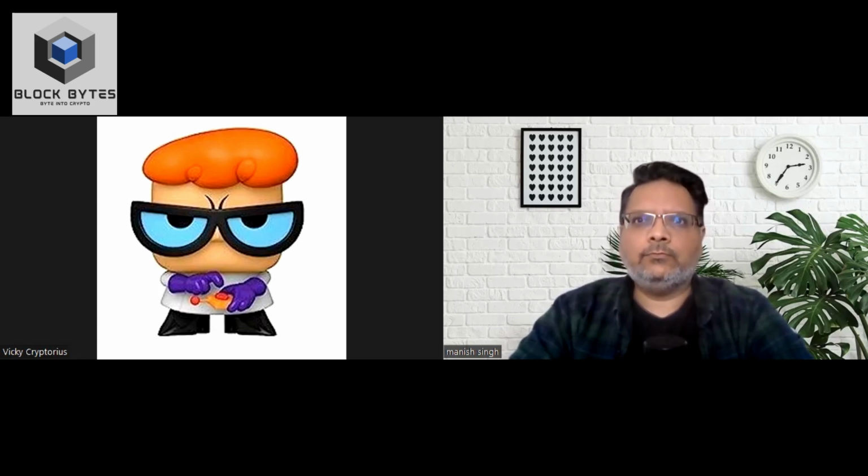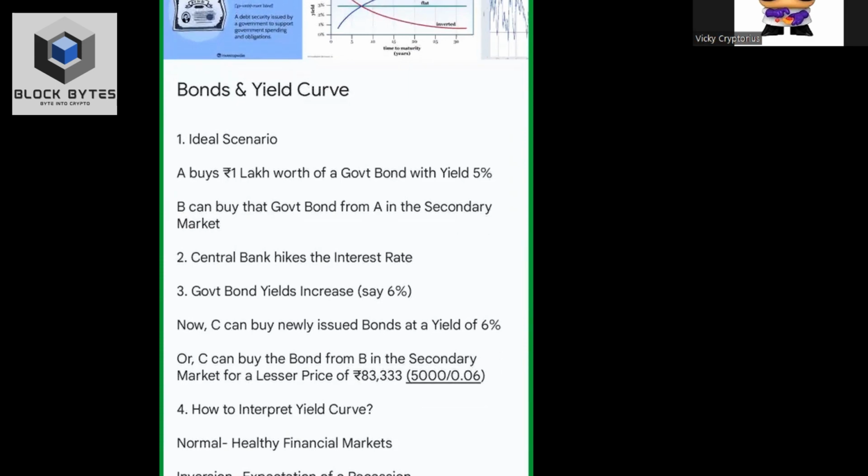Let us assume the government has hiked the interest rates, and as a result, new bonds issued in the market, I'm not talking about old bonds, are issued at a yield of 6%. Now, sir, you can see point number 3 here, the ideal scenario that I was talking about earlier. A buys a 1 lakh government bond with a yield of 5%. Now, B can buy the government bond from A in the secondary market. I think this is an ideal scenario.